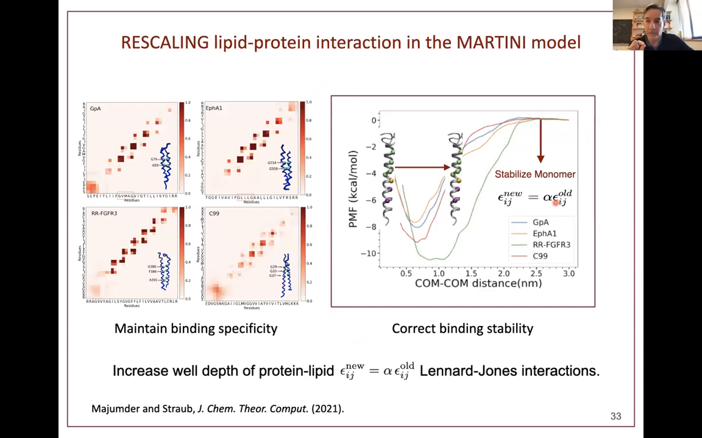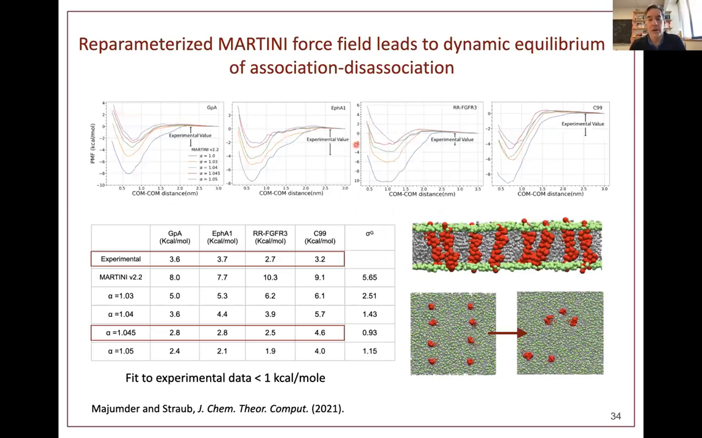So by doing a very simple reparameterization of the lipid protein interaction, just by slightly upscaling the Lennard-Jones well depth to further stabilize the lipid protein interaction, we stabilize the monomers. And then in doing so, we can bring the equilibrium of binding for these four transmembrane protein homodimers to agree within 1 kcal per mole of the known experimental values.